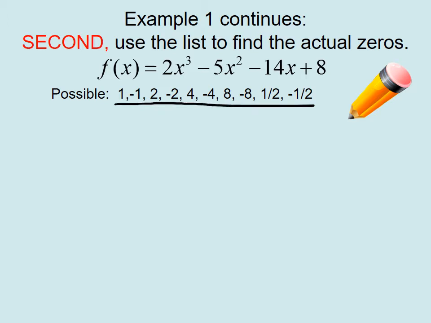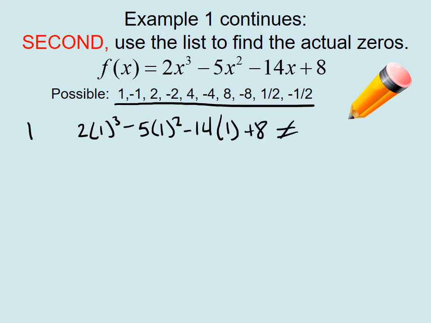To start off and see which ones work, all we're going to do is plug them into the function and see which ones give us 0. So I'm going to start off with 1. If I plug 1 into the function, and this is where you might want to use your calculator, if I plug all of that in, I do not get 0. Therefore, 1 is not a factor.